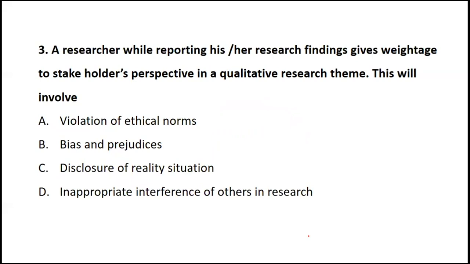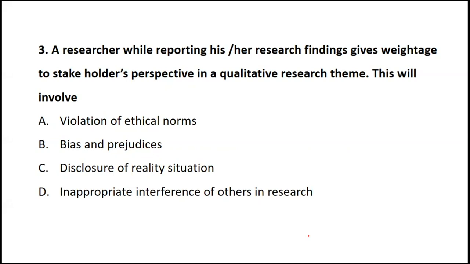Now, a researcher while reporting his or her research findings gives weightage to stakeholders' perspective in a qualitative research theme. So what does this involve? Is it violation of ethical norms, bias and prejudice, disclosure of reality situation, or inappropriate interference of others in research? So what is it totally called?